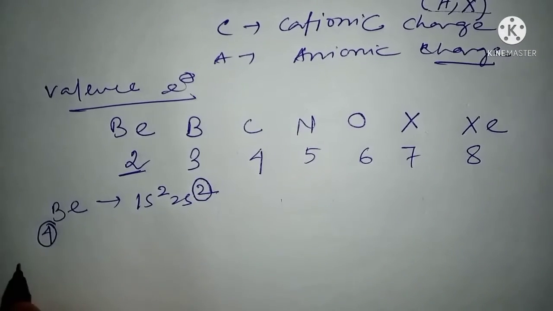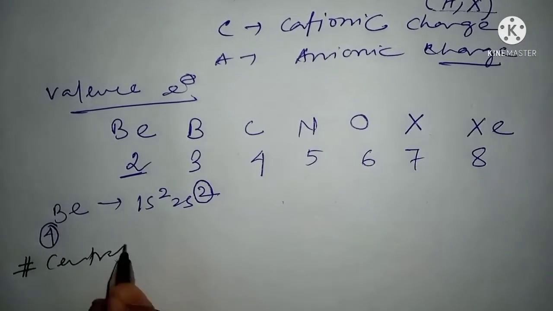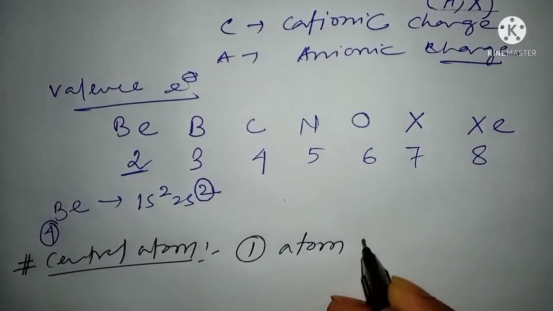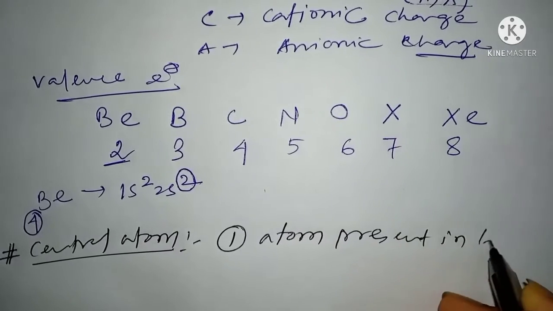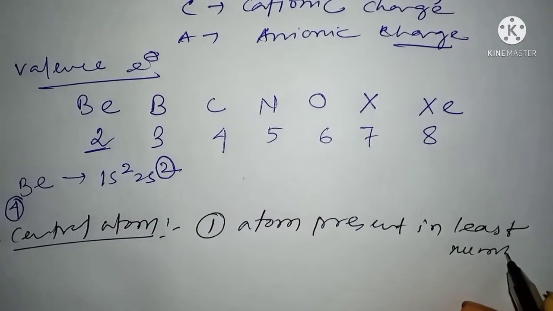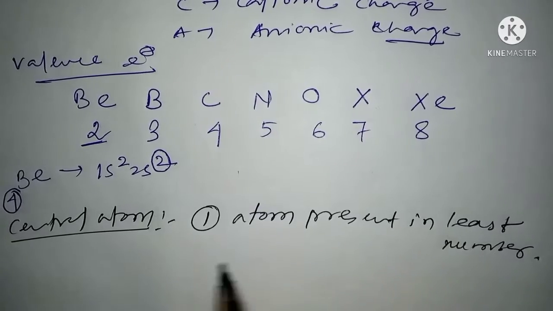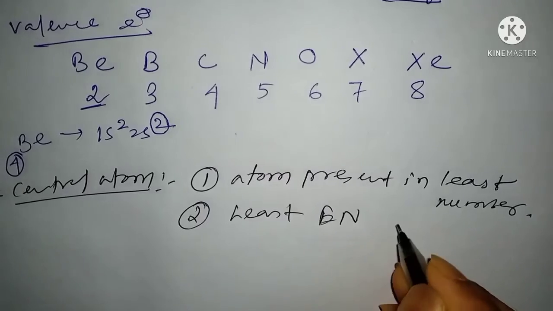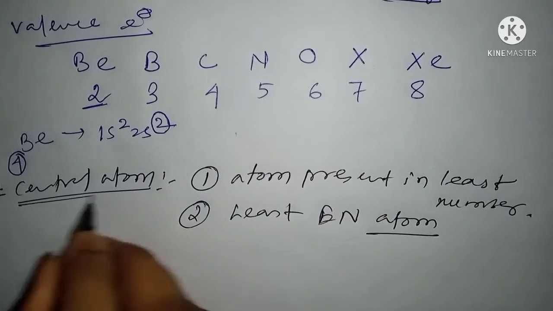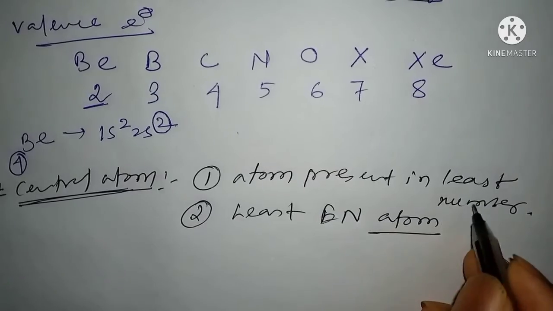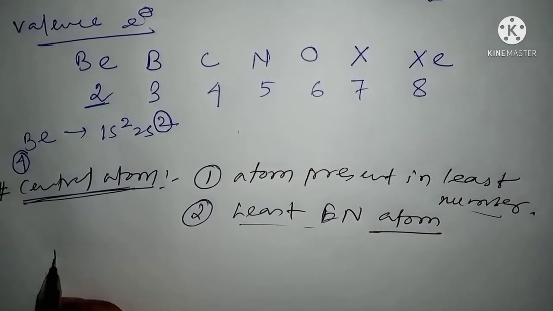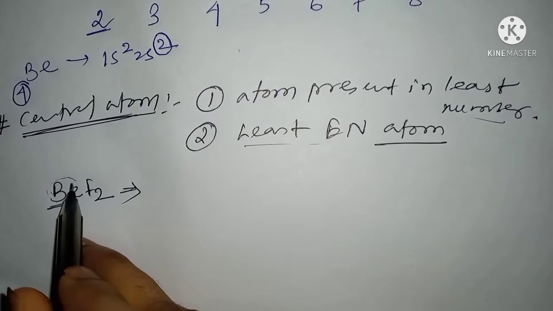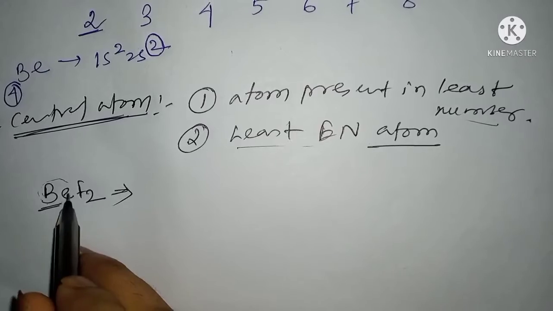Now first choose the central atom. The central atom is the atom present in the least number and the least electronegative. Example, BeF2. In BeF2, there are 2 fluorine atoms and 1 beryllium atom. So beryllium is present in the least number, and this is the central atom.